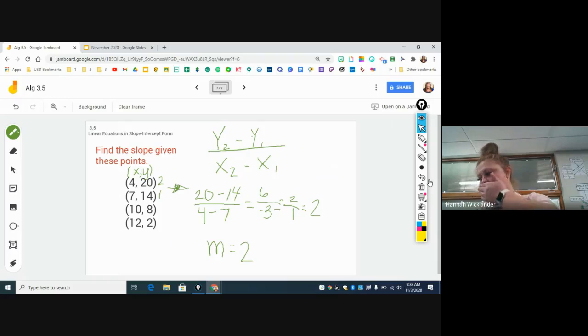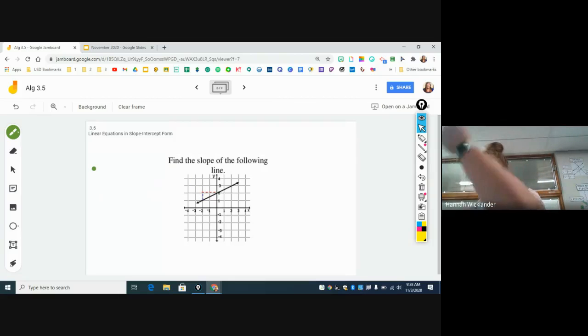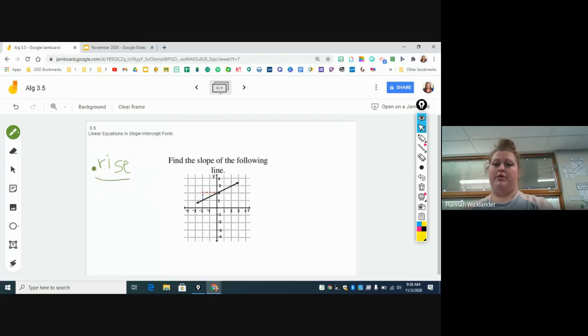So when we do our homework on Thursday, you might have some questions like this: given the points, find the slope. Okay, our last one for today is find the slope of the following line. So this one, we do have ordered coordinate pair points, and we could find those, or we can do rise over run, the quicker way when you're given a graph to find the slope.